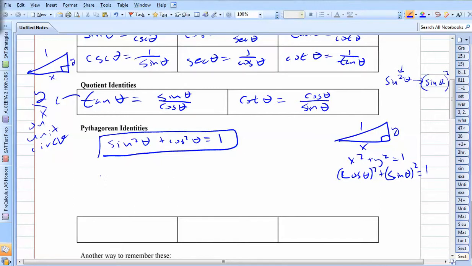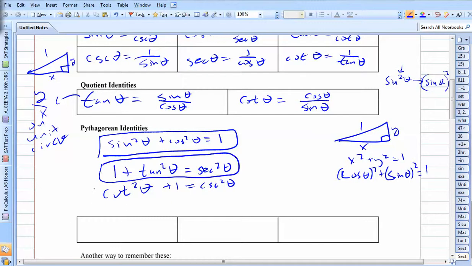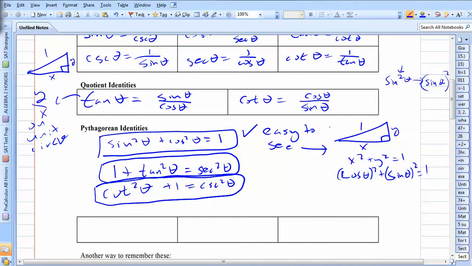There are two other ones. The other ones will be the following. 1 plus tan squared theta equals secant squared theta. And the other one is going to be cotangent squared theta plus 1 equals cosecant squared theta. Now, you do need to know these. I'm not going to actually give these to you. This one is easy to see because we're just using the Pythagorean theorem and we know the unit circle now. So I don't think that's so bad.